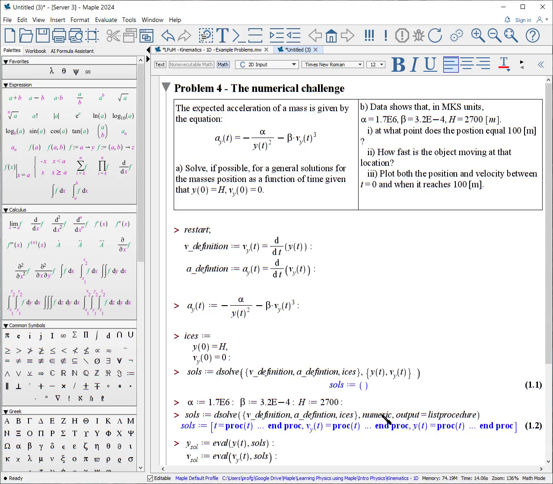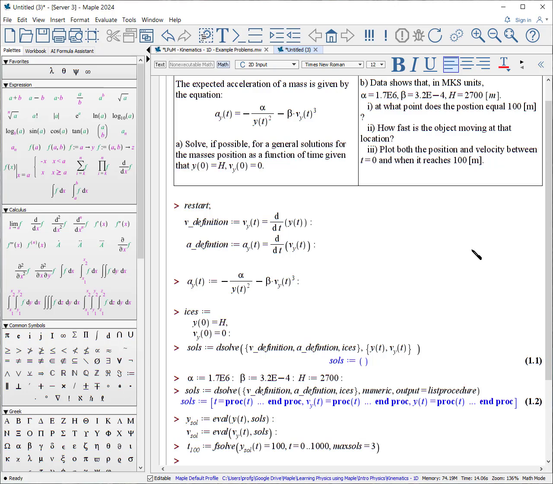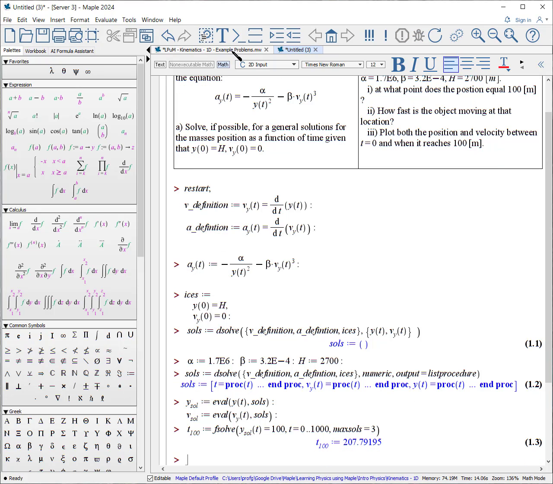We extract out both the position and velocity as function of time solutions, so these are functions of t. Now we're in a position to answer the question, at what time does the position equal 100 meters? T100 is solving the following question, where f's solution as a function of t equals 100. We're going to do this floating point, so this is fsolve. We're going to give it some range to look for, and maybe there are multiple solutions. No, all we need is this solution.